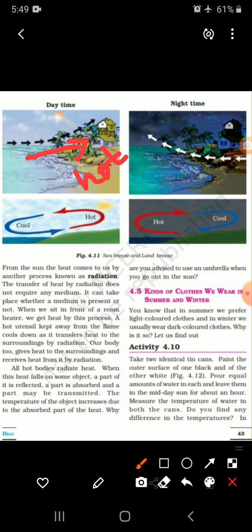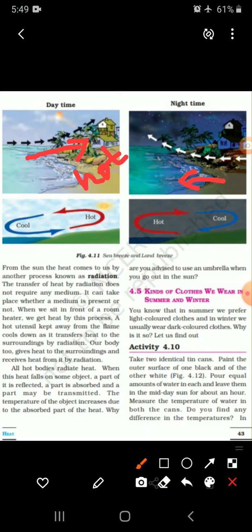What will happen at night time? The land becomes cool very fast and the air will move towards the sea. At that time in the night, the sea water is not that much cool as on the land.